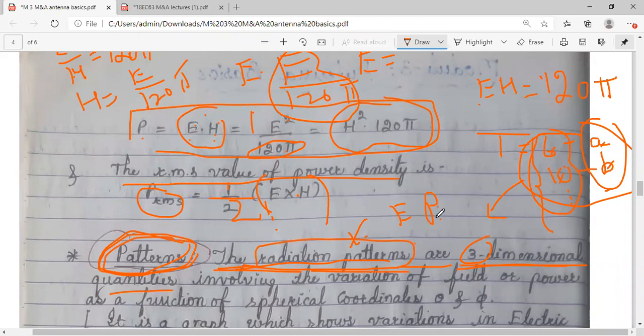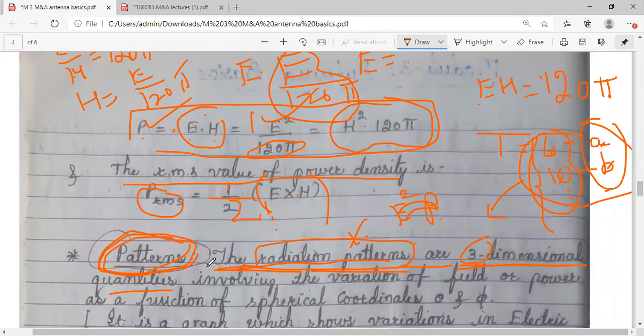You analyze the behavior of power, and you have a relationship between P and E, right? So you will get E square. P is proportional to E square. Just now we have seen P is proportional to E square or H square. So power is proportional to the square of the fields. So the best way to analyze the behavior or the radiation of an antenna is by making use of patterns.